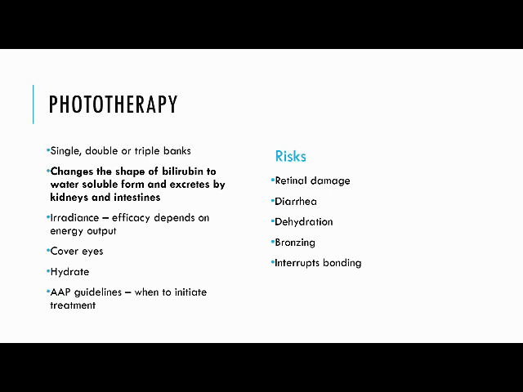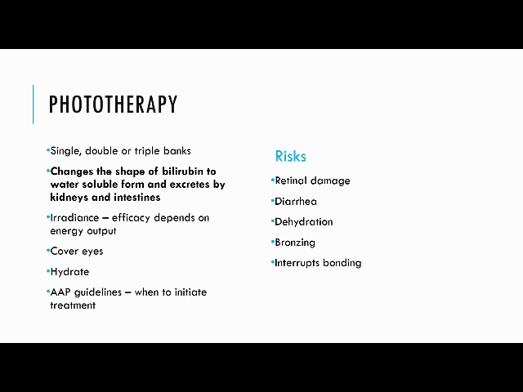Bilirubin absorbs light most strongly in the blue region of the spectrum, the blue-green region. So that's why our neo-blue lights are the most effective and treat the best. And the penetration of tissue by light increases markedly with increasing wavelength. So the irradiance is the efficacy, and it depends on the energy output. It's what we measure. So the distance from the light to the baby, when we measure our irradiance level, we're measuring that wavelength.